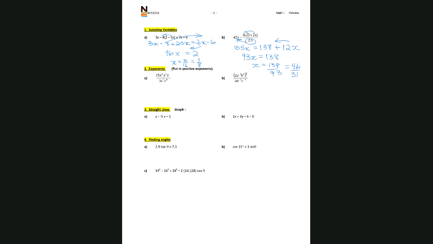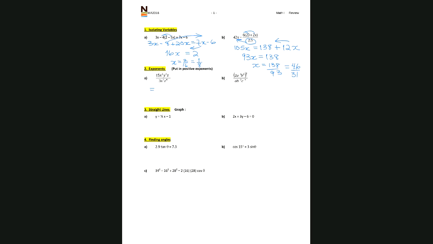Question 2, we need to put in positive exponents, so we have to simplify. The A example, we have a number, we have x, y, and z variables. So here we really just have to subtract exponents on the variables to divide, and divide the number as well. So you can do this all in one step, right?